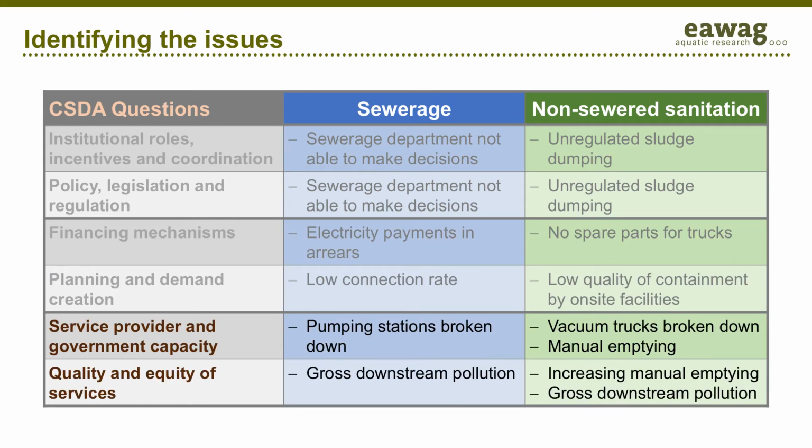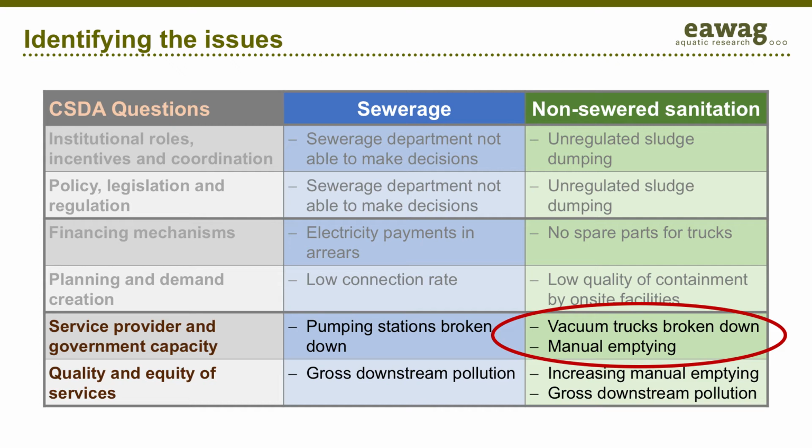The third set of questions in the CSDA focus more directly on service provision. Lack of technical capacity means that services are poor or non-existent. For instance, electromechanical equipment is poorly maintained, leading to major breakdowns requiring expensive repairs. Poor management of the municipal vacuum trucks has left them broken down and being gradually cannibalised for spare parts.